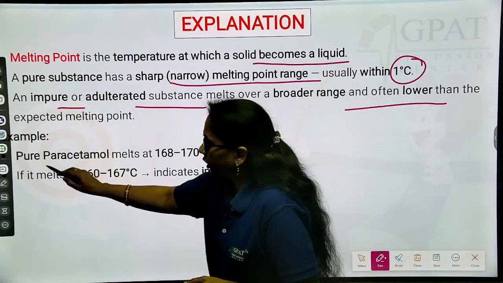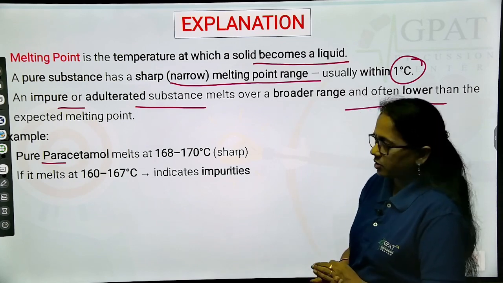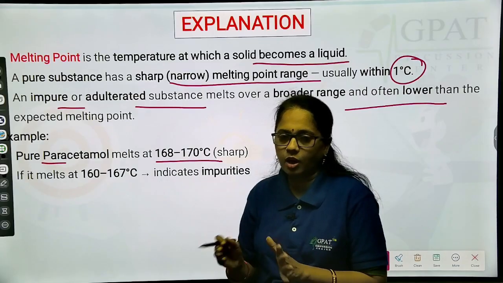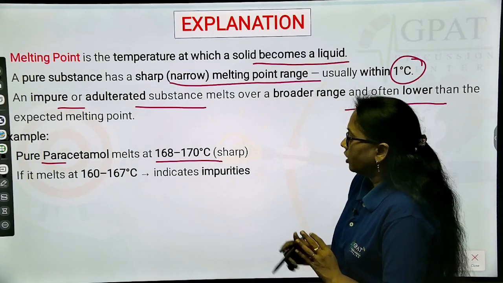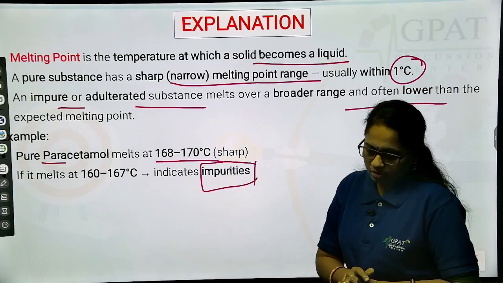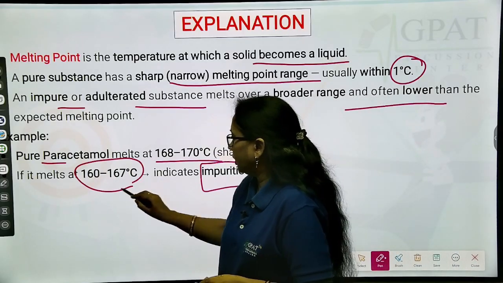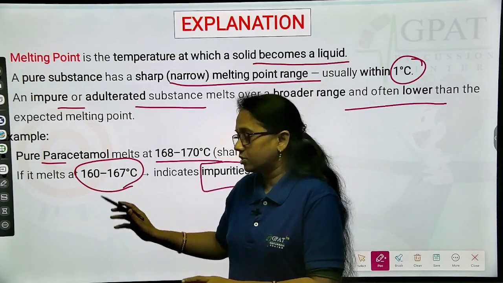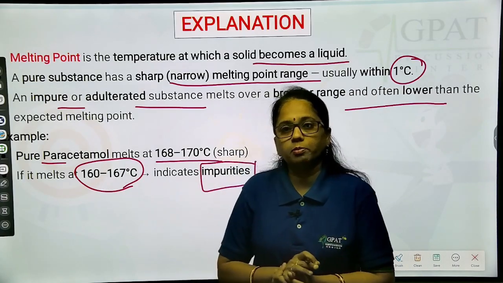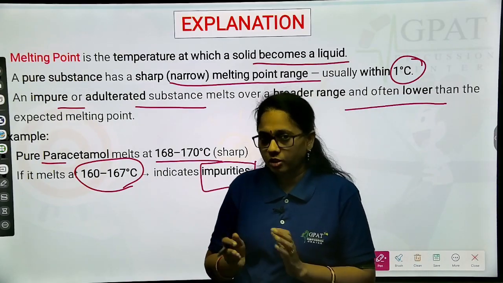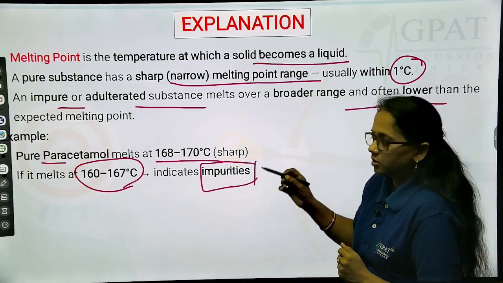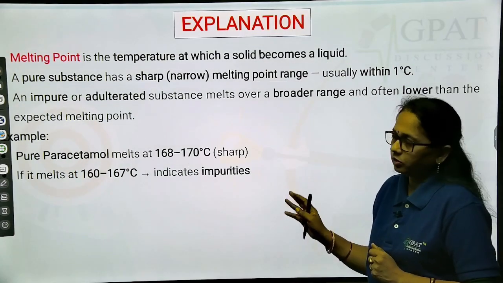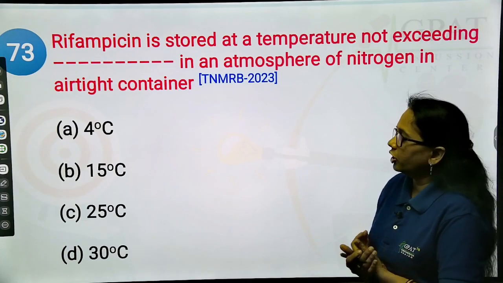If you take the example of pure paracetamol, it is going to melt at 168 to 170 degrees centigrade. Within that range you will observe a sharp melting point, whereas if it contains any impurities, you will observe melting below that, at 160 to 167. It starts at 160 and goes on melting up to 167. That indicates it is not pure paracetamol. If it is purified from all the impurities, the melting will definitely start at 168. So, that is an indication of the purity of the drug.